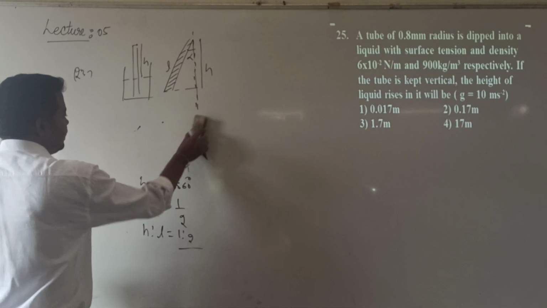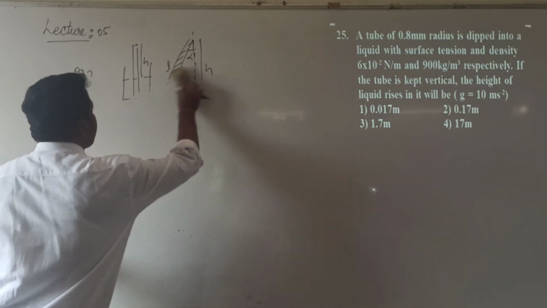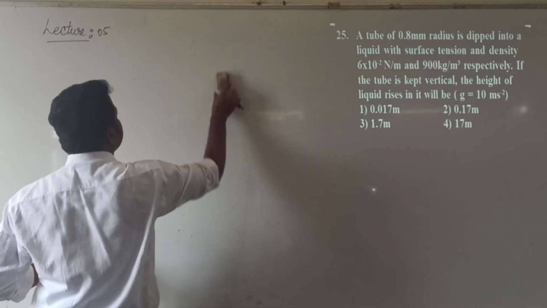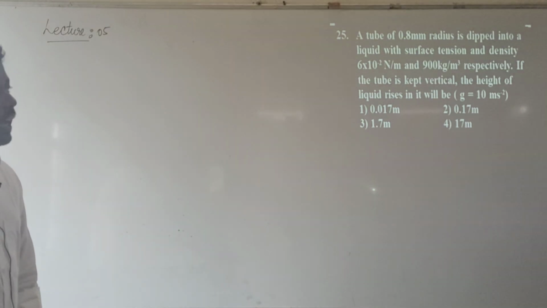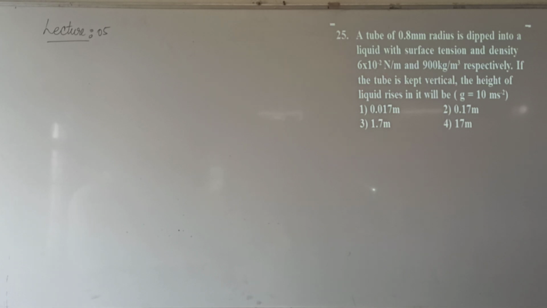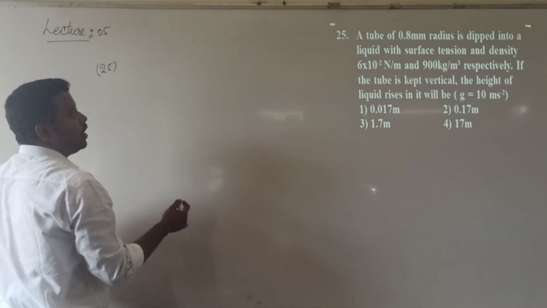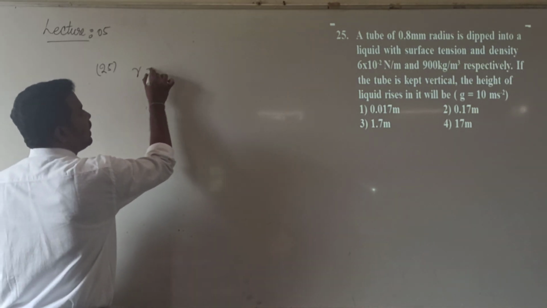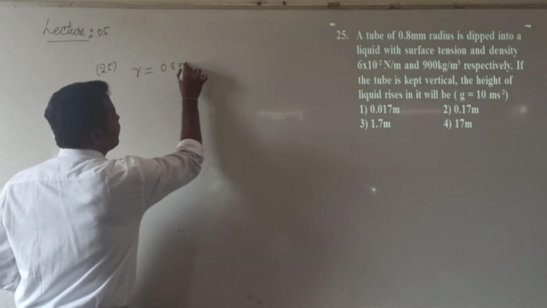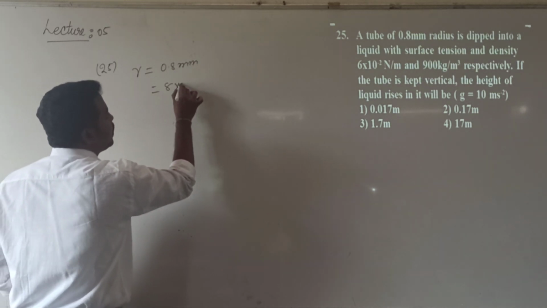Question number 25. A tube of 0.8 mm radius is dipped into a liquid with surface tension 6 into 10 to the power of minus 2 newton per meter and density 900 kilogram per meter cube respectively. If the tube is kept vertically, what is the height of the liquid rise? Same again, one more similar model. Till now we considered only water, but here it is not water. What is the tube radius? 0.8 mm. So can I write it as 8 into 10 to the power of minus 4 meters?